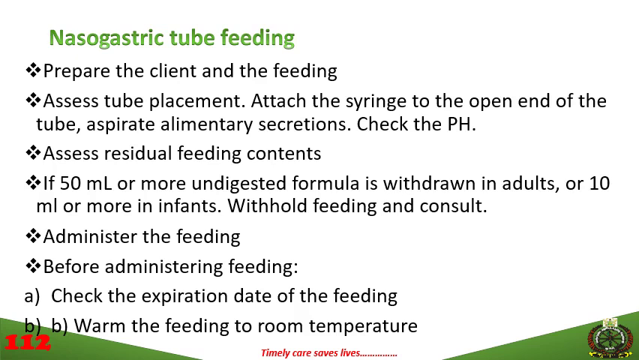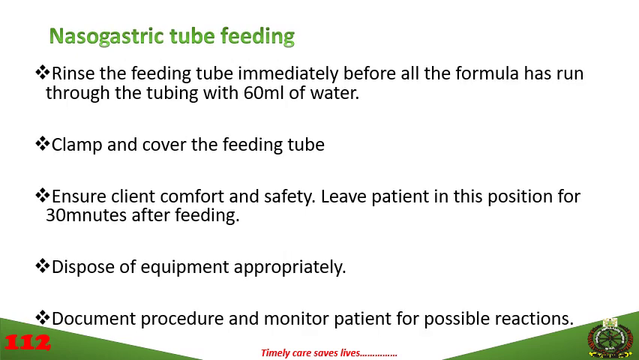Warm the feeding to room temperature. Rinse the patient's NG tube immediately before all the formula food has run through the NG tube. What this simply means is that as you serve the last bit of meal through the NG tube, as soon as the syringe is getting emptied, you don't want air to enter the patient's stomach. So as the feed is about finishing in the syringe, use your clamp and time it. As soon as the syringe is empty, you clamp the tube. Then you pour about 60 ml of water to rinse the food into the patient. You don't want the soup or food to still be in the NG tube. People come in, see it, it doesn't look nice. So always use about 60 ml of water to rinse through the tube.